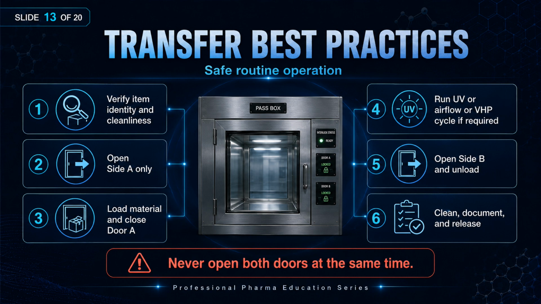Transfer best practices. Operators should verify the identity, cleanliness, and transfer status of every item before loading it into the chamber. Only one door may be opened at a time, and any required airflow, UV, purge, or VHP cycle must be completed before unloading. Interlock systems.